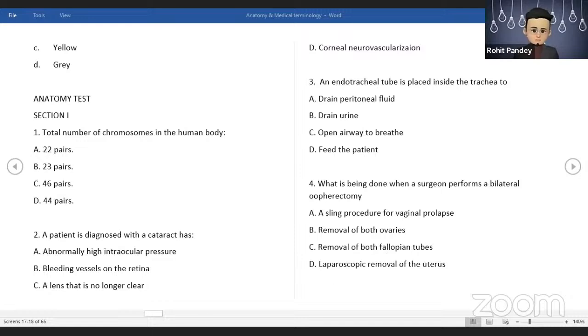Let me check something. Okay, so fine. I mentioned that you can watch this video at 2x speed.